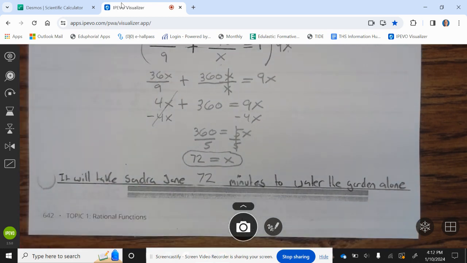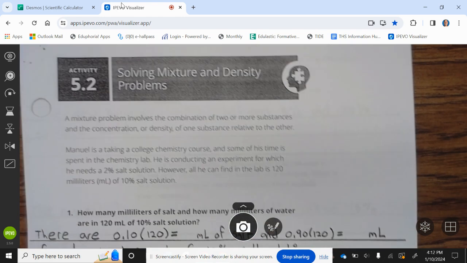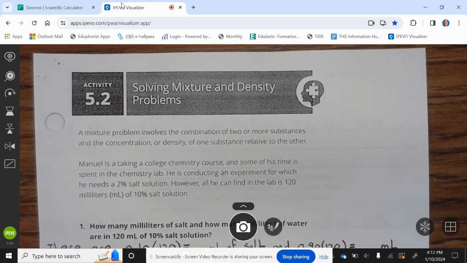All right, go ahead and finish it up. Let's take a look at the next page. Activity 5.2, solving mixture and density problems. A mixture problem involves the combination of two or more substances and the concentration or density of one substance relative to the other.